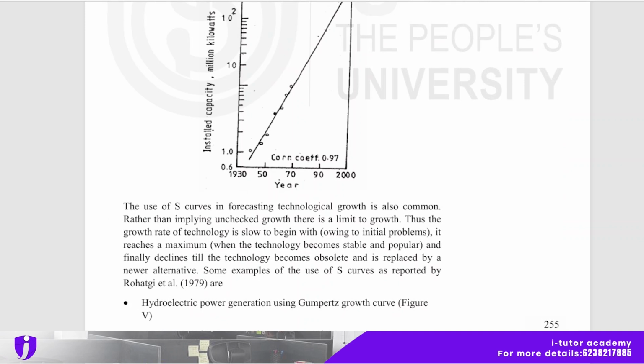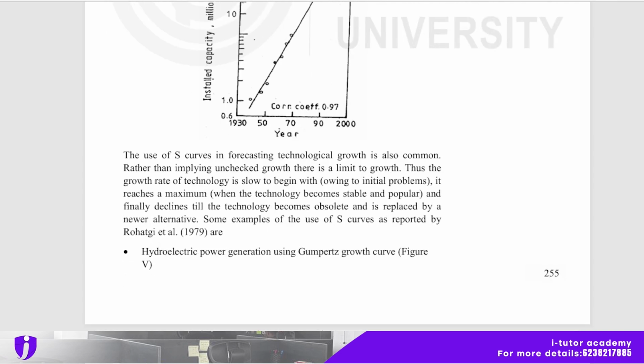And the use of the S-curve in forecasting technology growth is also common. Rather than implying unchecked growth, there is a limit to growth. Thus, the growth rate of technology is slow to begin with. It reaches a maximum and finally declines till the technology becomes obsolete and is replaced by newer alternatives.